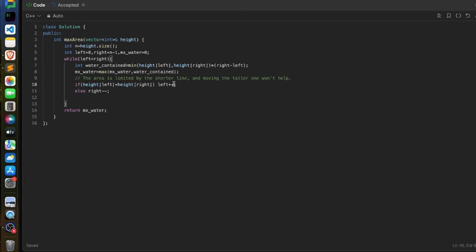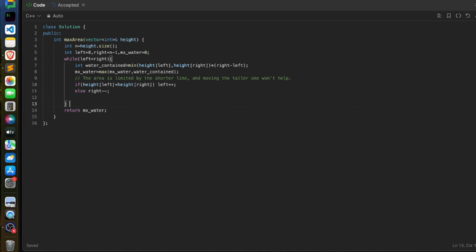And now, this is the most beautiful part in this approach. We know that the area is limited by the shorter one, right? The shorter one would limit the area, so it will always be optimal to move that one. Otherwise, if you move the taller one, that would never ever help you. So that's why what I have done here is I have just checked if the left height is less than the right height, then move the left pointer, otherwise move the right pointer, and keep on doing this process. So this is the most optimal approach.